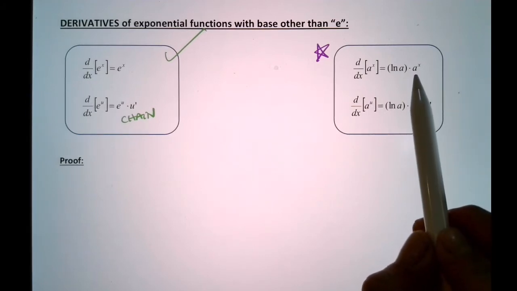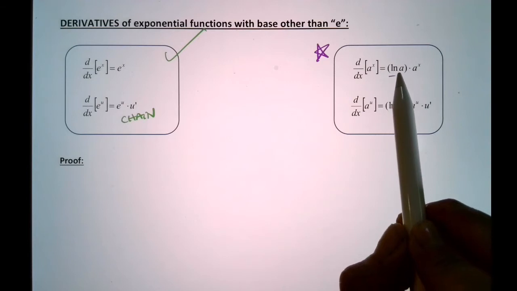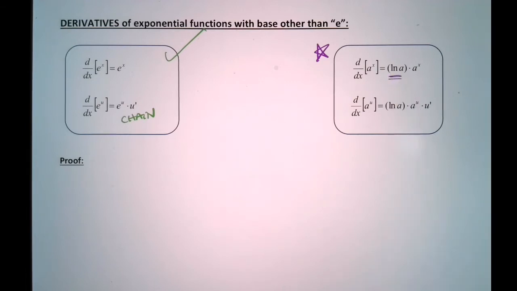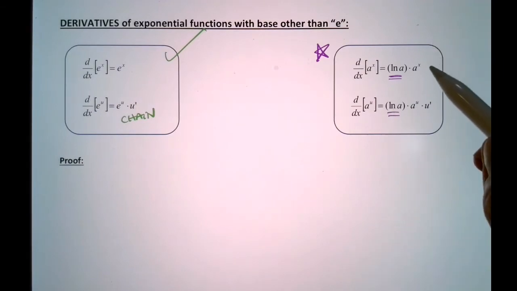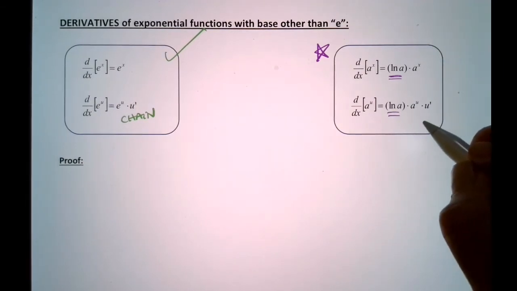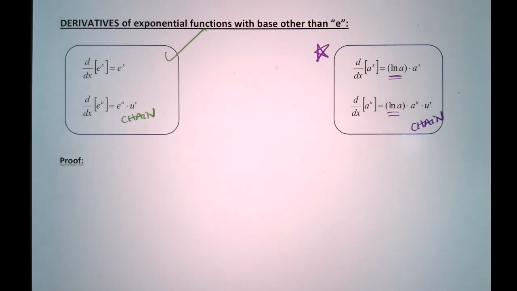The derivative of a to the x is a to the x, you just have this extra coefficient flying around. Once again, there it is. It's just a number, and it flies around in both cases, whether you're talking a basic exponential or something more interesting that requires a chain rule.